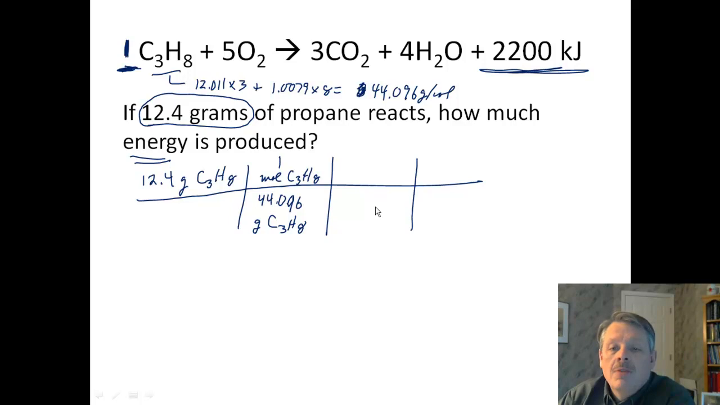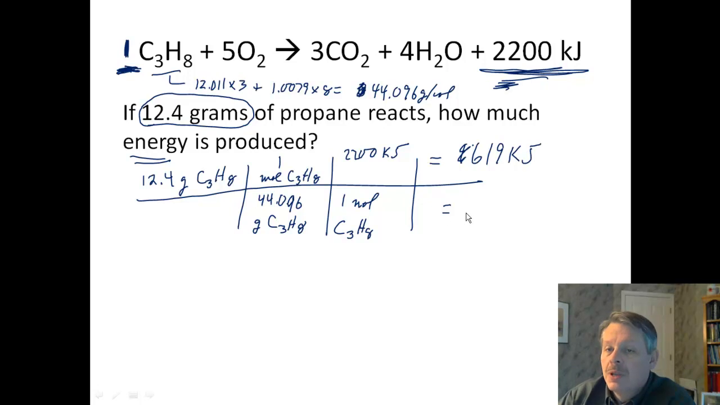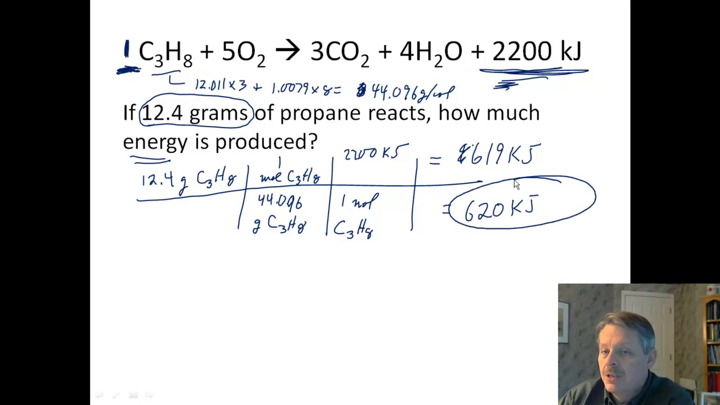So now we have the piece of this that relates to energy. And 1 mole of C3H8 produces this many kilojoules of energy. So 2200 kilojoules of energy. So all we have to do is multiply this out. So we take 12.4, we divide by 44.096, we multiply by 2200 kilojoules of energy, and this is going to give us 619 kilojoules of energy. Now we only see 2 sig figs up here in our problem, so we're going to say that that is 620 kilojoules of energy, and that's our final answer.